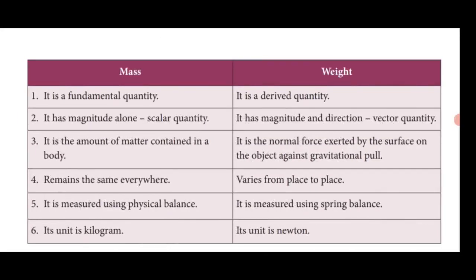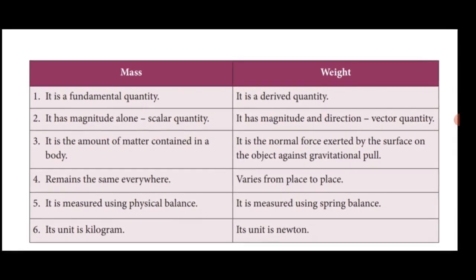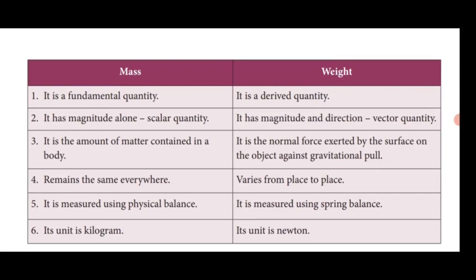Let's see the difference between mass and weight. Mass is a fundamental quantity. Weight is a derived quantity. The second point, mass has magnitude alone, so it is a scalar quantity. Weight has magnitude and also direction, so it is called what quantity? Vector quantity. Mass only gives a magnitude value, but weight gives magnitude and direction. Mass is a scalar quantity.